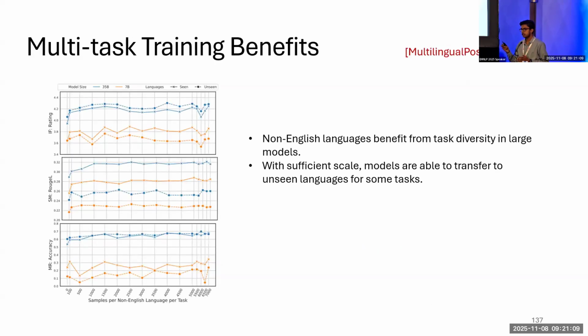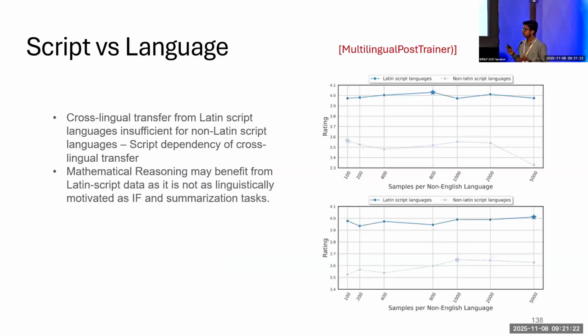So how does multitask training benefit? Non-English languages benefit from task diversity in large models, and with sufficient scale, models are able to transfer to unseen languages for some tasks. Now, to compare script versus language, we see that cross-lingual transfer from Latin script languages is insufficient for non-Latin script languages. So there is a script dependency of cross-lingual transfer. And certain tasks like mathematical reasoning may benefit from Latin script data because it is not as linguistically motivated as instruction following and summarization tasks.